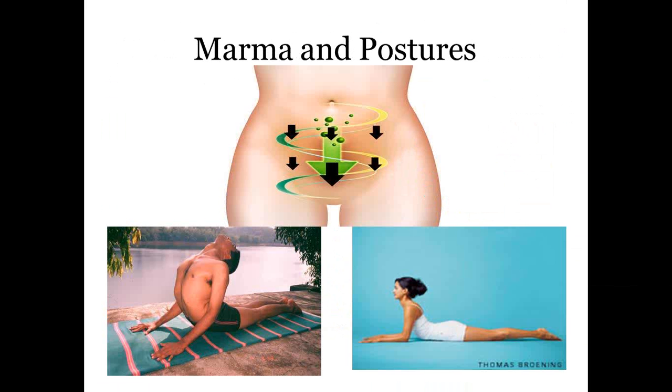But you'll notice that these Marma points that you're seeing above these pictures are actually being activated. They're being activated because the person is stretching that part of the body. But you'll notice that the lady on the right, who's doing a variation of Bhujangasana called Sphinx pose, is actually achieving the same kind of stretching.